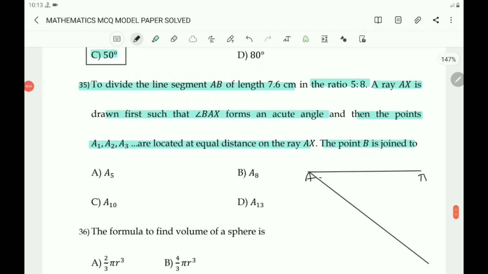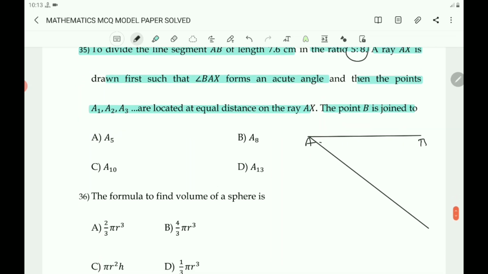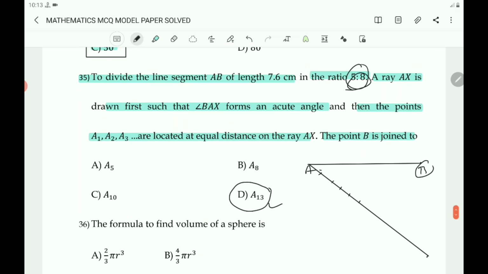And here 5 plus 8 equals 13 points will be there, which are equidistant. So here B is to be joined to what? 13th point. Here you are marking points A1, A2, A3, A4 like this at equal distances. Any number of points can be located, but you need the 13th point to join B. That is 5 plus 8 equals 13. The 13th point is to be joined to divide the given segment in the ratio 5:8. So what is the answer here? Answer is A13.